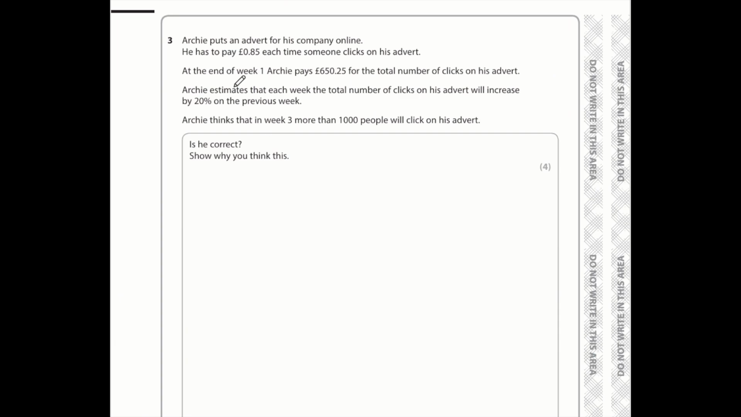Okay, so what we need to do is, at the end of week 1, work out how many clicks Archie had. So if it's 85 pence per click and he pays 650.25 in total, then how many 85p's go into this number? In other words, what's 650.25 divided by 0.85?